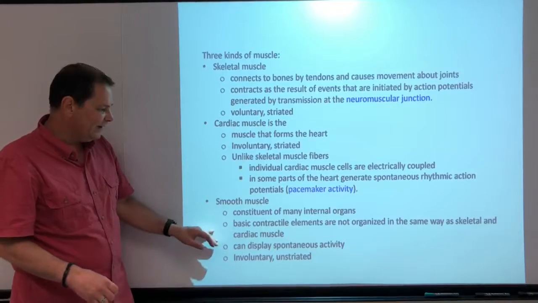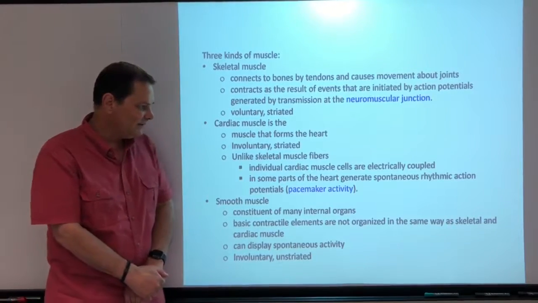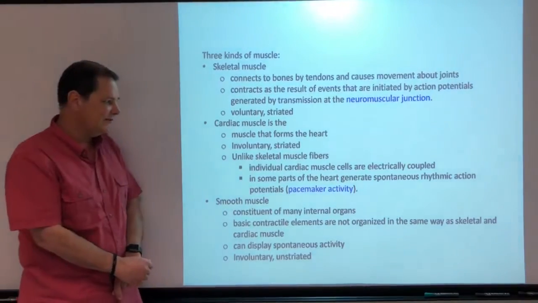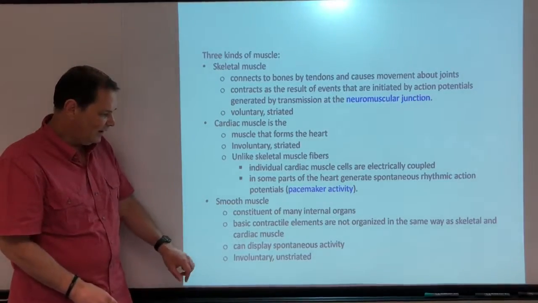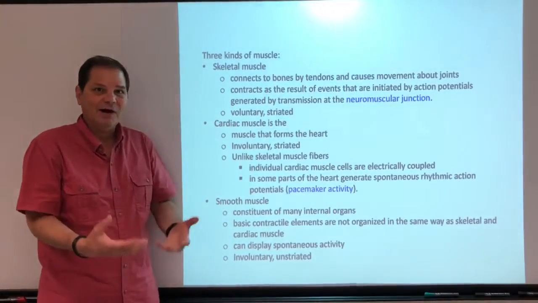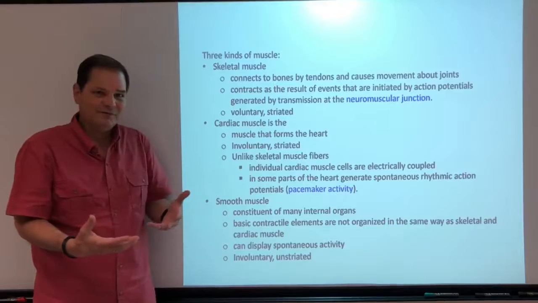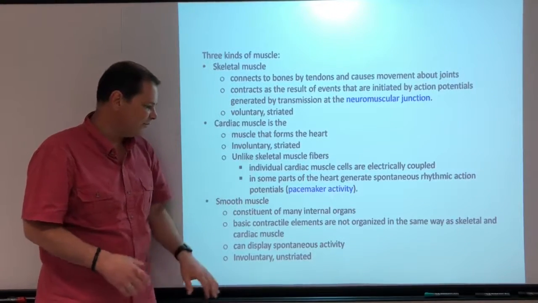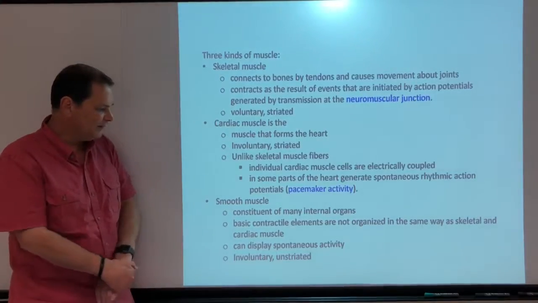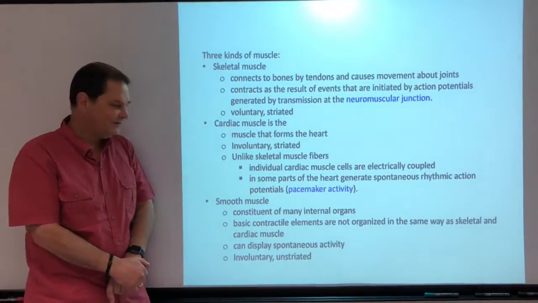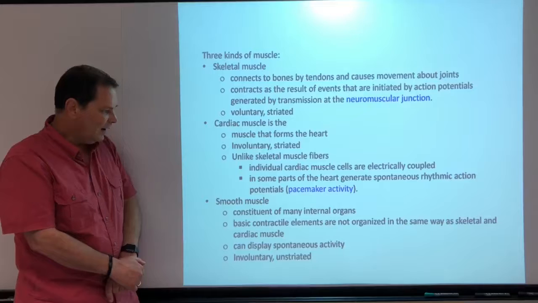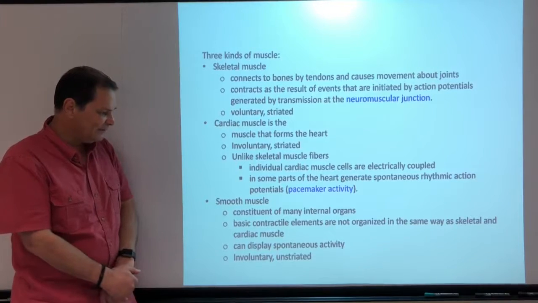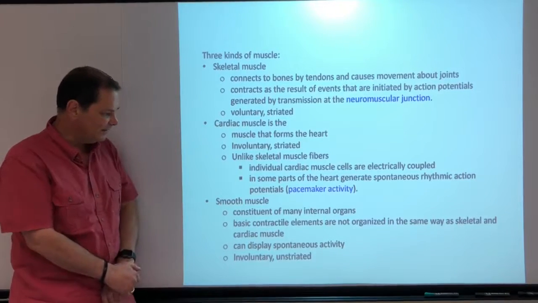It has the same basic contractile elements as cardiac muscle and skeletal muscle, but they're not very well organized, and that tells you that it's not striated muscle. The organization of the myofilaments, the organization of the muscle, gives these two their striated appearance. Smooth muscle is unstriated in that it's not as well organized, and it can display spontaneous activity, again, unlike skeletal muscle.